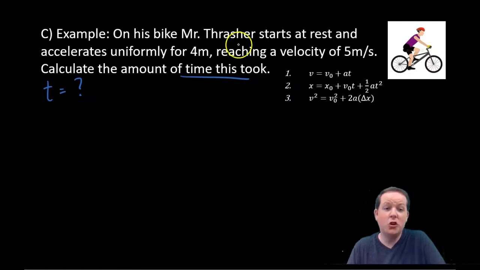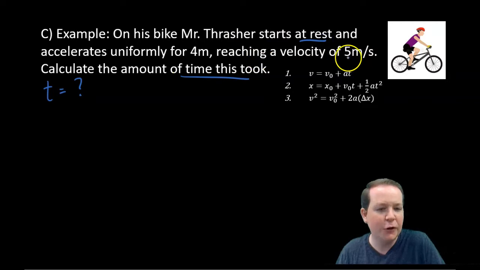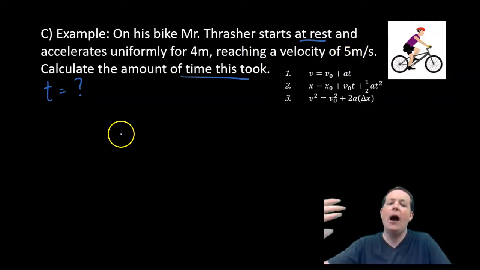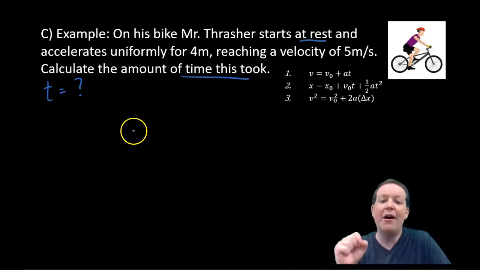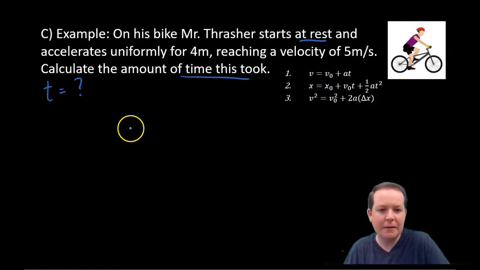The time it took Mr. Thrasher to start at rest, go 4 meters, and reach a velocity of 5 meters per second. So I'm looking for time. So of course I want to calculate the time. Now I'm given other pieces of information. What information am I given?